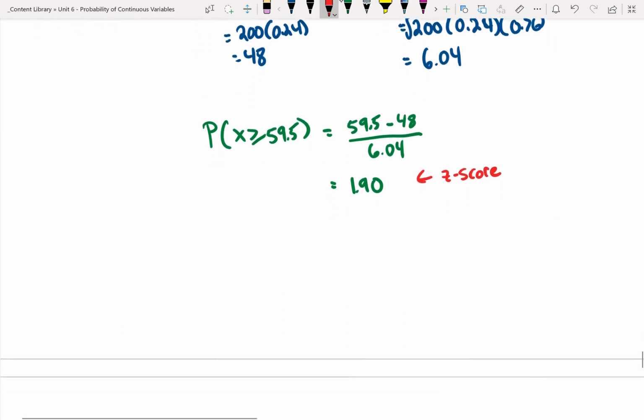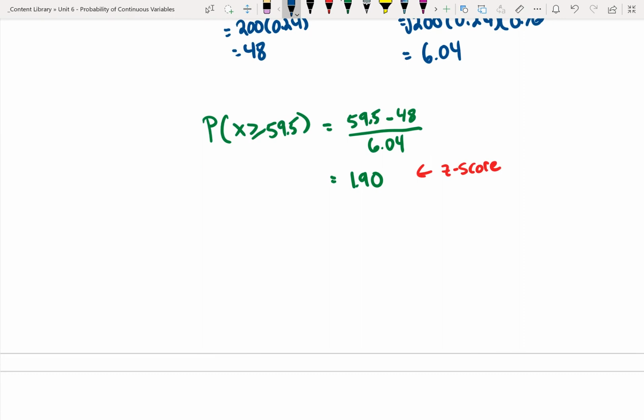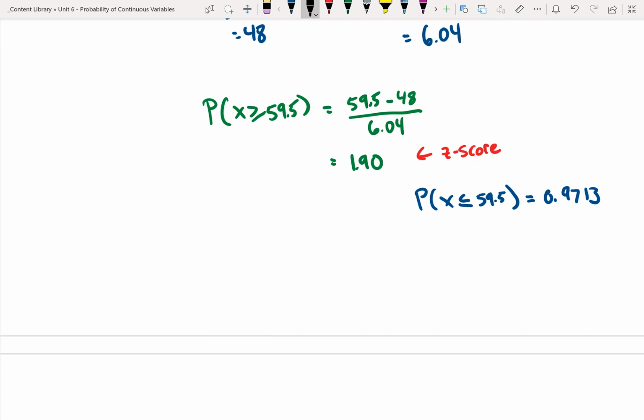With my z-score, I'm going to go to my table, and I'm going to find the probability that a value is less than or equal to 59.5, because again, remember the probability table tells us the value equal to or less than. So in this case, it is 0.9713.